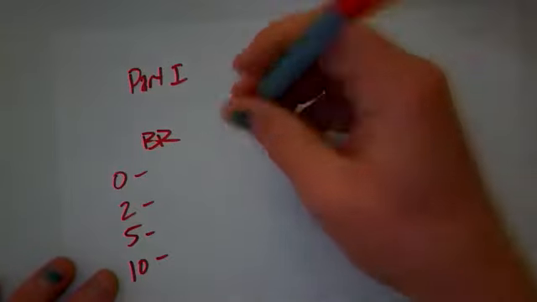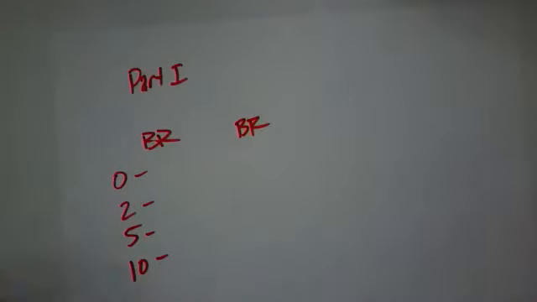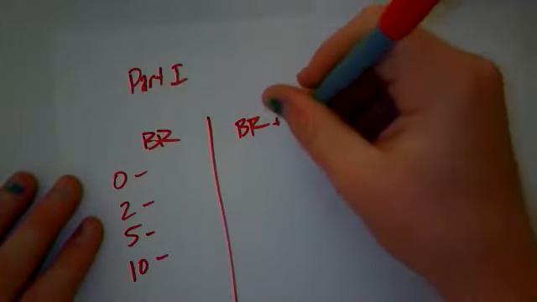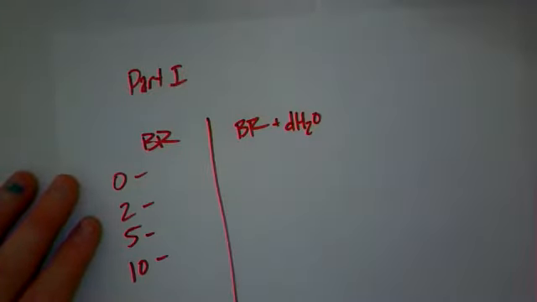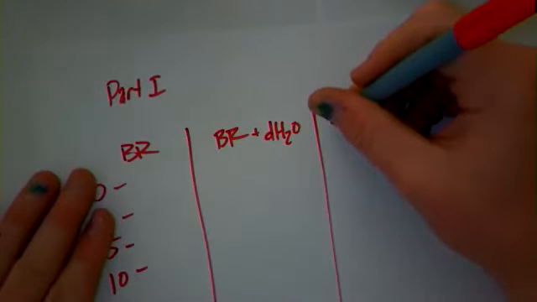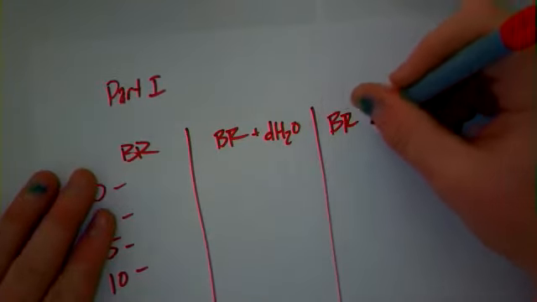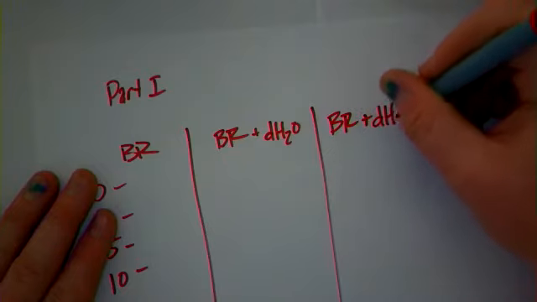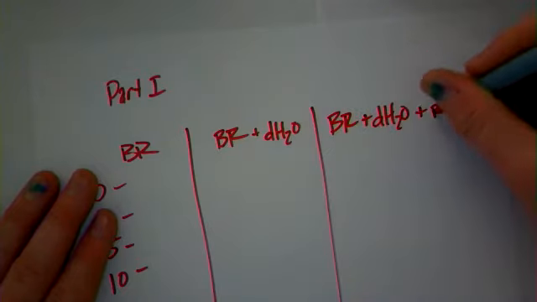So we have the Bradford reagent. Then we have one variable that we're introducing, the Bradford reagent plus DH2O. And then we have a second variable, the Bradford reagent, DH2O, and protein.